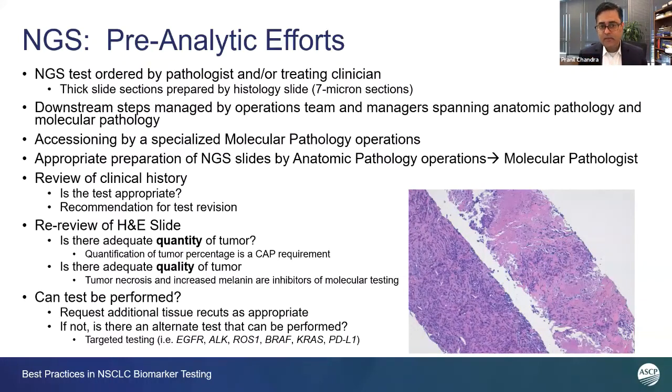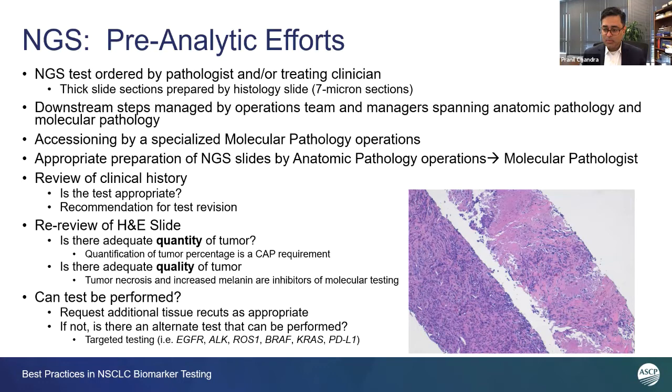When an NGS test is ordered by a clinician or a pathologist, in our institution we foster pathology-driven test utilization, which has actually been shown to lead to improved outcomes, better utilization of testing, as well as improved time to treatment. When a test is ordered, the sample is accessioned, and the slides are prepared by the anatomic pathology division and then handed off to the molecular pathology team that proceeds to review the case and the clinical history.